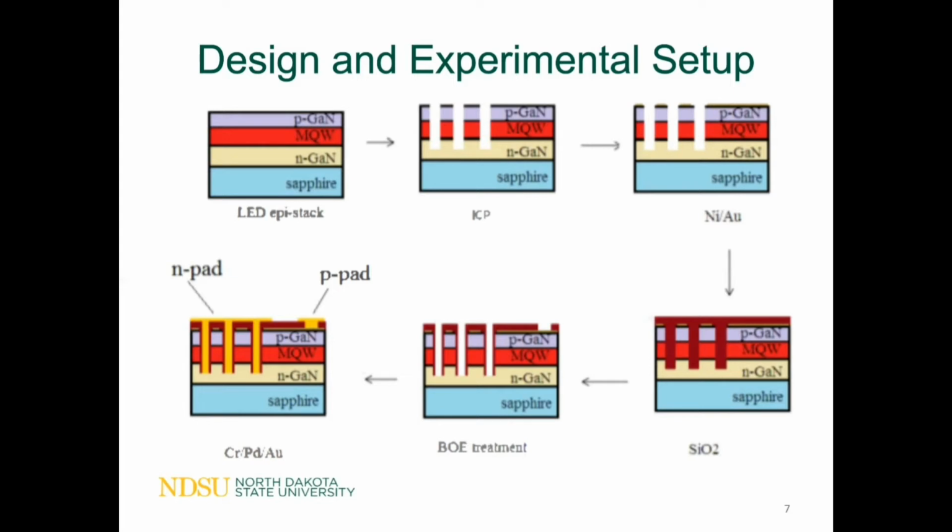Afterwards, the unnecessary silicon dioxide is removed from the positive part of the ohmic contact. Next, chromium, palladium, and gold are deposited, forming positive and negative electrode pads. Finally, the setup is flip chip bonded to a ceramic substrate by micro solder balls.